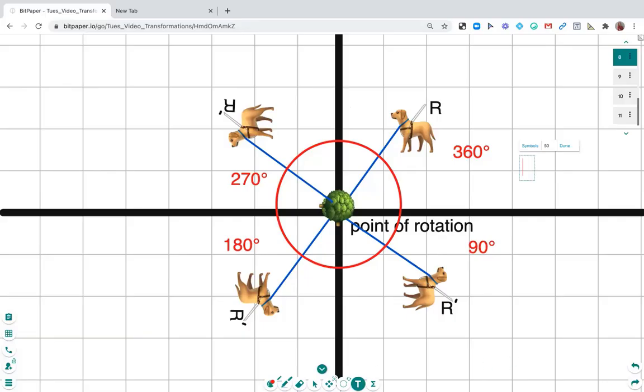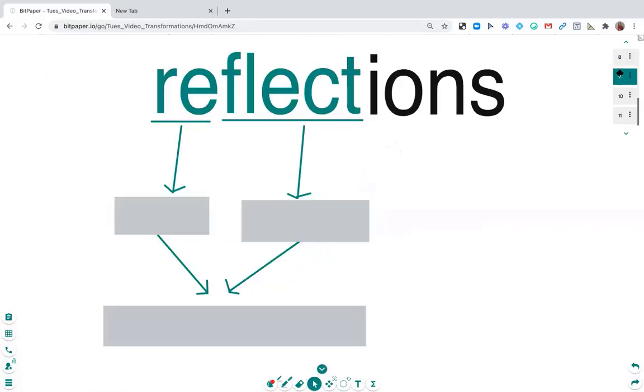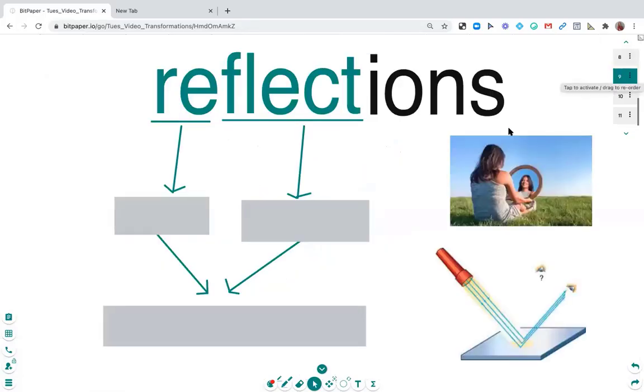Okay, so that's rotation. And for rotations, we always have a point of rotation. In this case, it was the origin. All right, one more type of transformation I'm going to talk about today, and that's a reflection.